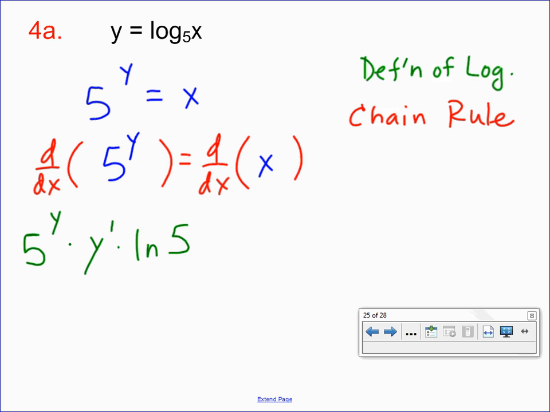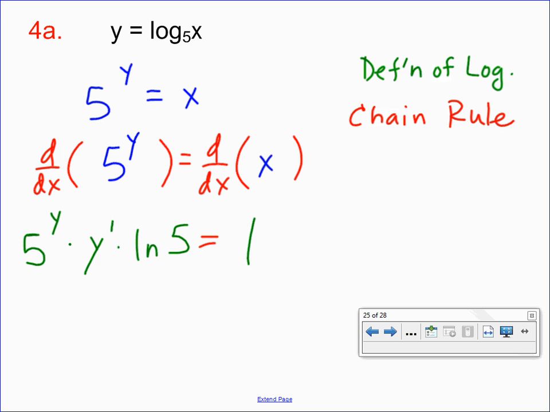So the derivative with respect to x of an exponential function, 5 to the y, is the exponential function itself, times the derivative of the exponent, times the natural log of the base, equals, on the right-hand side, meanwhile, back at the hacienda, the derivative with respect to x of x is what? Oh, yeah. It's 1.